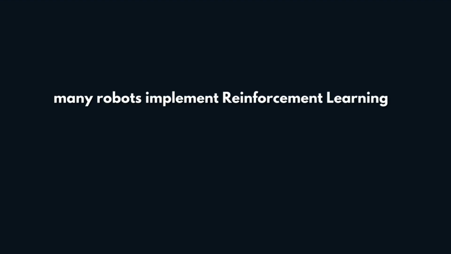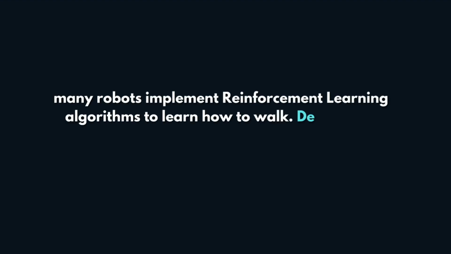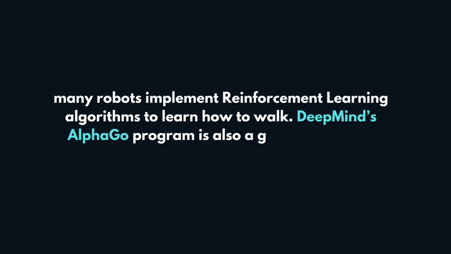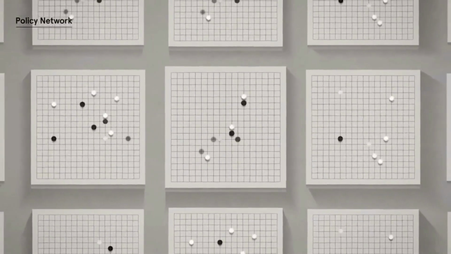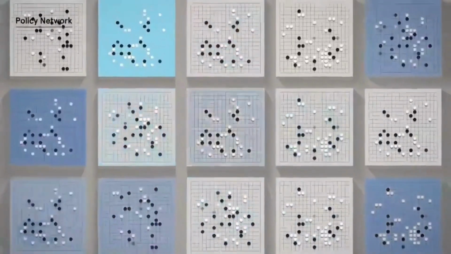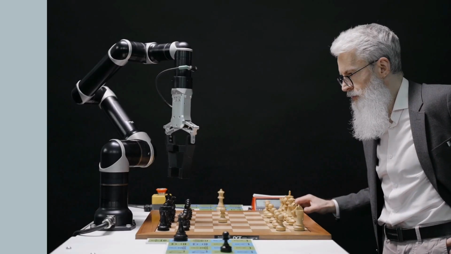For example, many robots implement reinforcement learning algorithms to learn how to walk. DeepMind's AlphaGo program is a good example of reinforcement learning. It learned its winning policy by analyzing millions of games and then playing many games against itself.